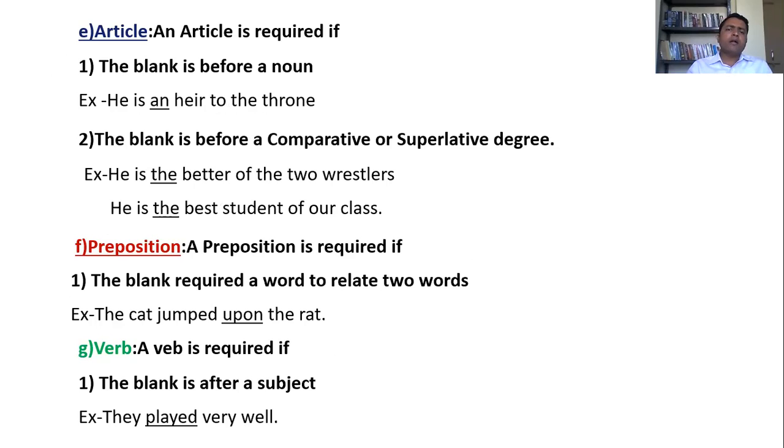Article. An article is required if the blank is before a noun. So an article is needed here if the blank is before a noun. The example: he is an heir to the throne. You could not pronounce it as "hair". You pronounce this as "air" because H is silent here. So that's why you should use the article "an".